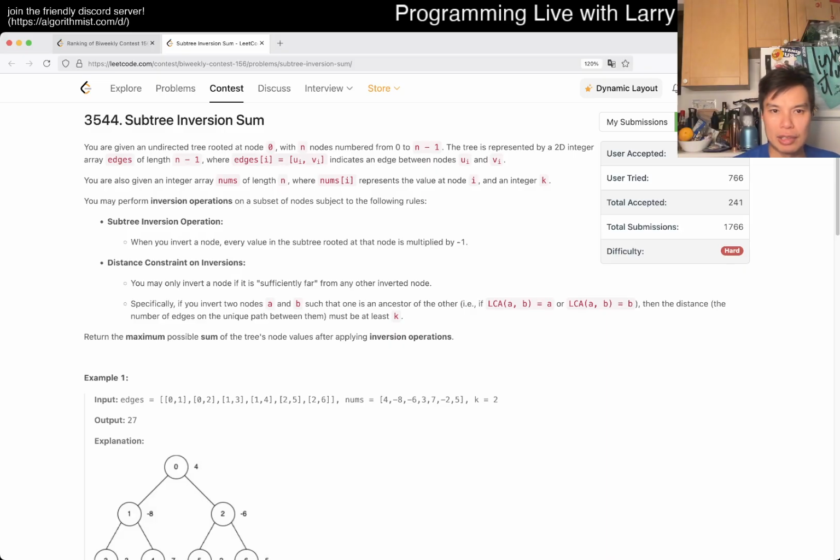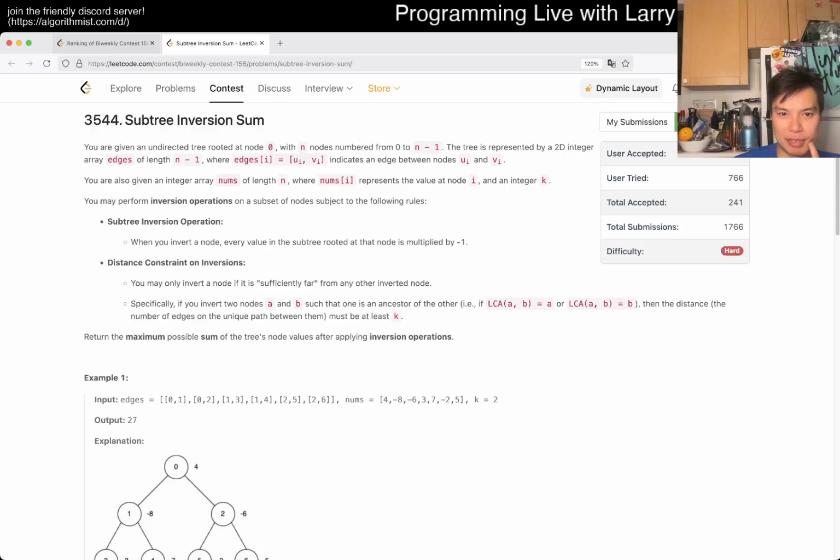Given an undirected tree rooted at node 0, with nodes 0 to n minus 1, the tree is represented by a 2D integer array edges of length n minus 1. It's a tree, of course. Okay, that's fine. Yep. Given an integer array nums of length n, and nums of I represents the value at node I. Okay, integer k. Okay, so we have a tree, we have node values, and we have an integer k.